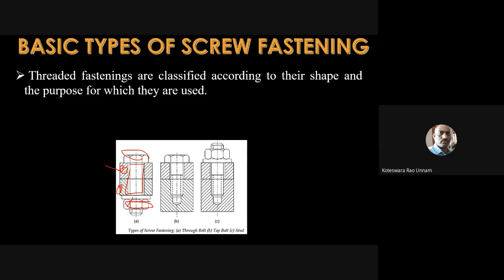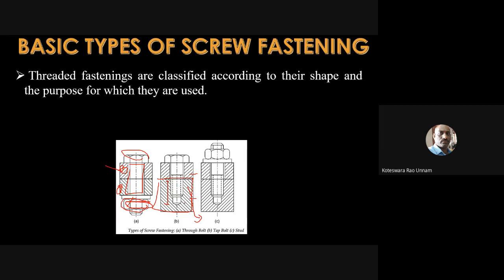Then coming to the second one, this is one part and this is another part, and we need to join these two parts. Here the hole is not throughout in the bottom part, but only from this point to this point. In that hole you need to create threads so that the joint can be formed. So this part itself behaves as a nut, whereas in the first case we use a nut separately for the assembly.